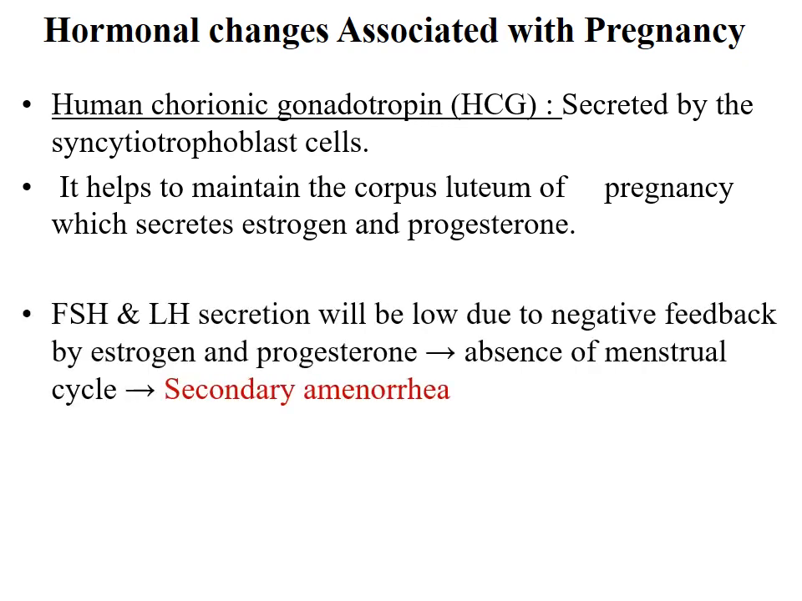FSH and LH secretion will be low due to the negative feedback by the estrogen and progesterone, and there is an absence of menstrual cycle. As a result of pregnancy, we call it secondary amenorrhea. We have already discussed the physiological basis in the previous slide also.